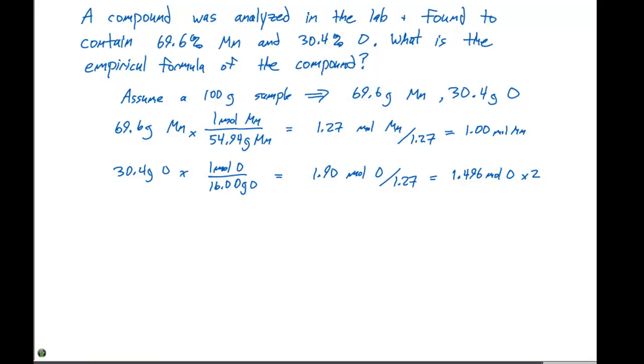Okay? When we do that, that's going to give us a whole number factor, or that's going to equal 2.992, which we can just assume is going to be 3. For the manganese, we have to do the same thing. And when we do that, we're going to get 2.00. So now we have the whole number ratio, or the smallest whole number ratio, and we can write our empirical formula.